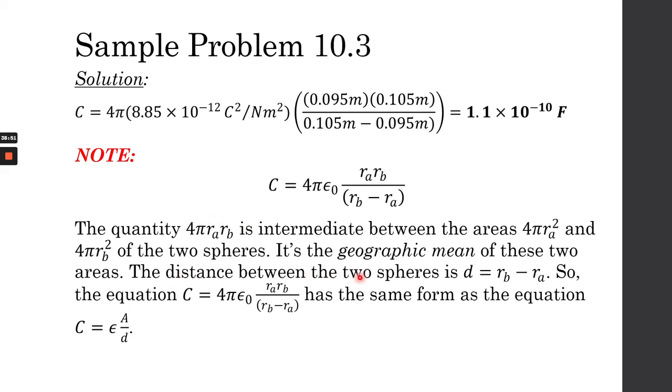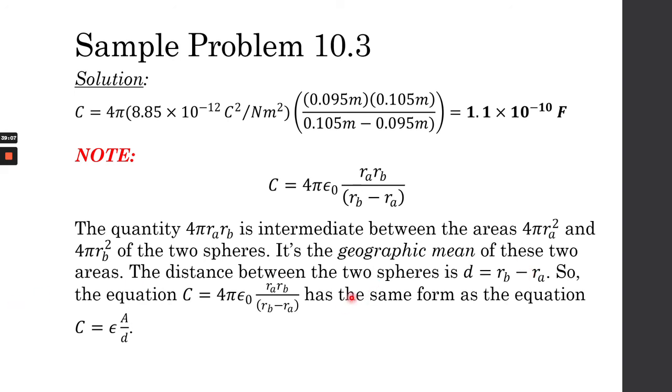And the distance between the two spheres is d equals rb minus ra. Why did I use the outer first minus ra? Because if you switch it, then you can have negative distance, and you don't want negative distance. You never have negative distance.